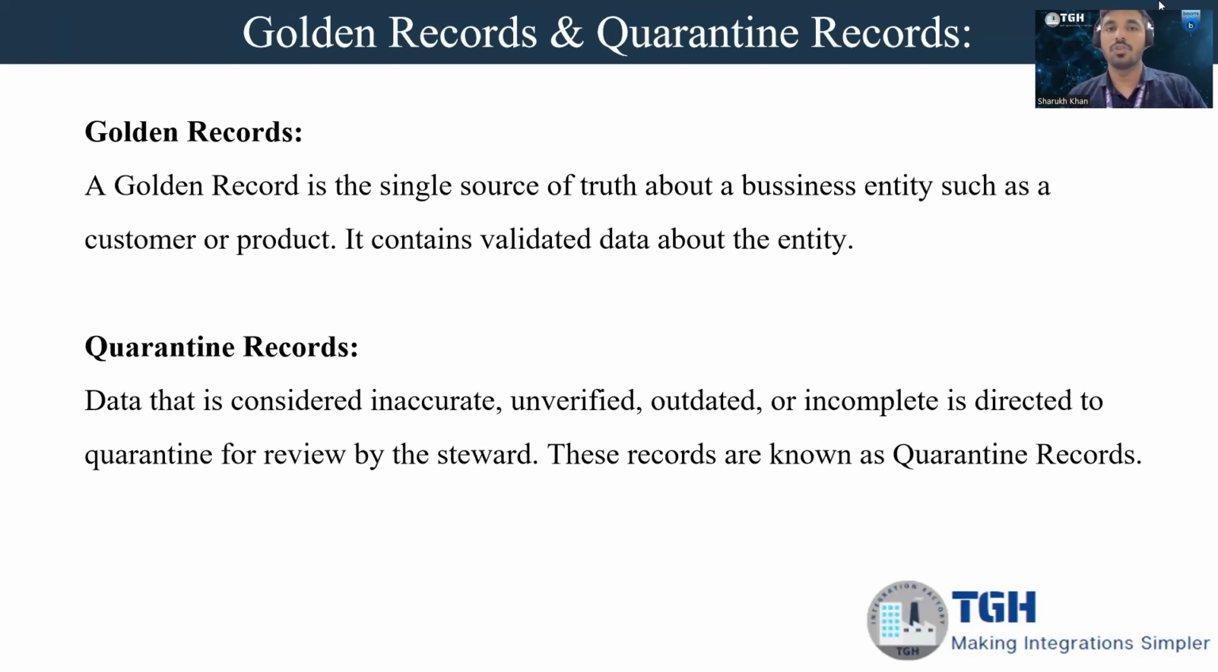So coming to golden records and quarantine records, golden records are a single source of truth about a business entity such as a customer or product. It contains validated data about the entity. And coming to the quarantine records, the data that is considered inaccurate, unverified, outdated, or incomplete is directed to quarantine for review by the steward. And these records are known as quarantine records.